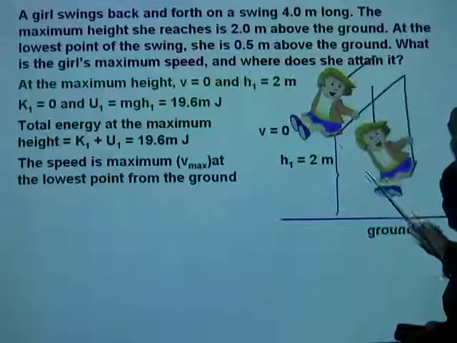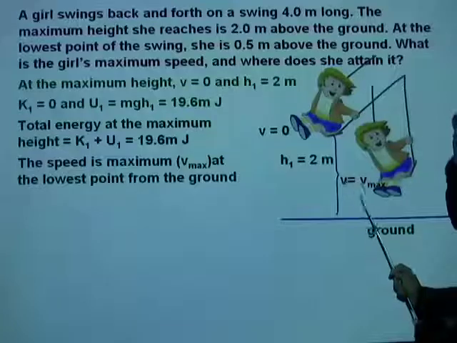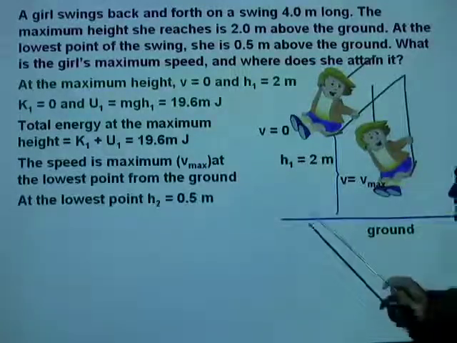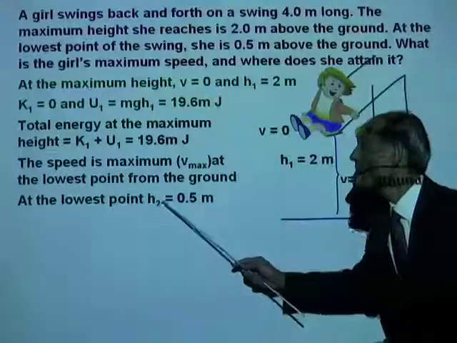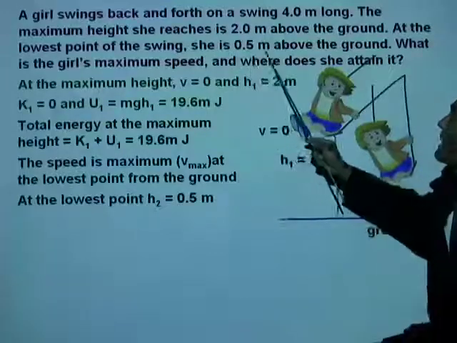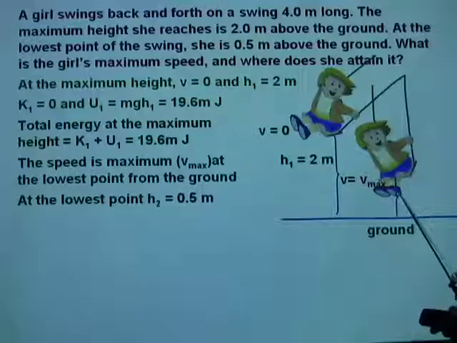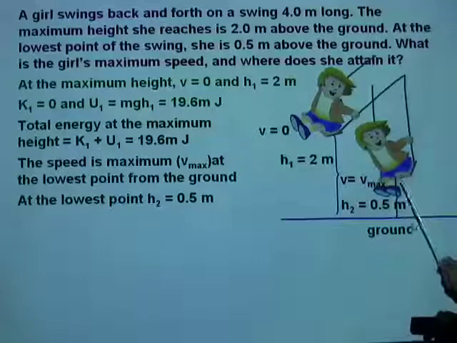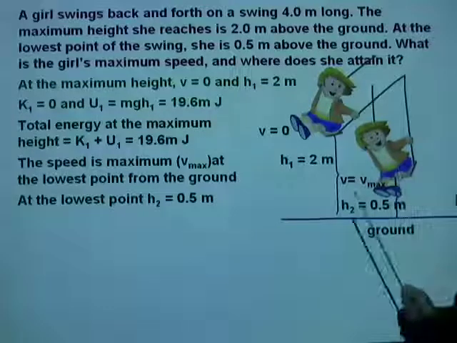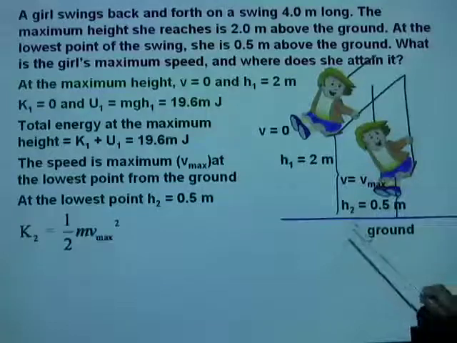So the swing comes now. This is the lowest point. The speed is maximum there. V equal to V max. And at the lowest point, h2 equal to 0.5 meter. So she is 0.5 meter above the ground at the lowest point. So this height is 0.5 meter. That means she has a certain amount of potential energy and a certain amount of kinetic energy at this point.